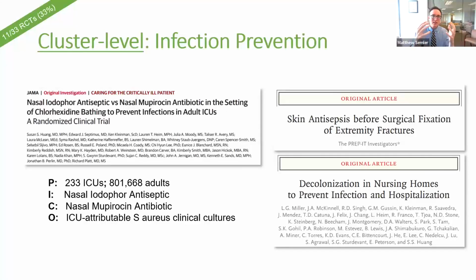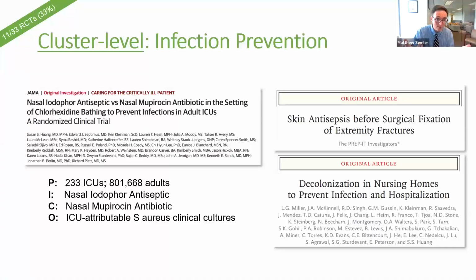The first was cluster level infection prevention intervention. So here's just a tangible example. This trial in JAMA randomized 233 ICUs in which more than 800,000 patients were cared for, and randomized them to use each of these ICUs was swabbing patients' noses in order to prevent or attempt to prevent the development of Staph aureus infections. So every patient, every ICU was having their nose swabbed.